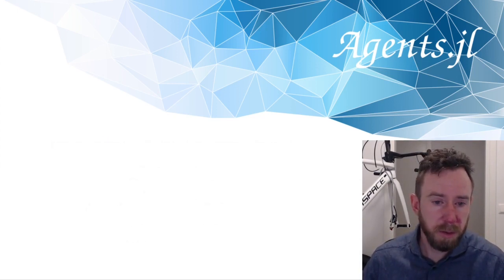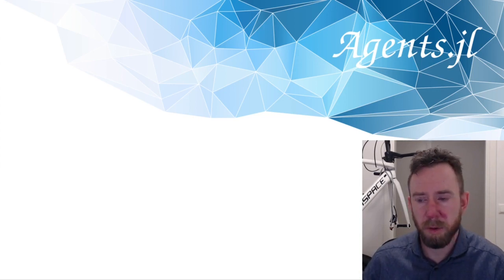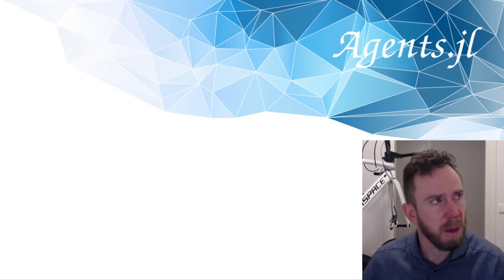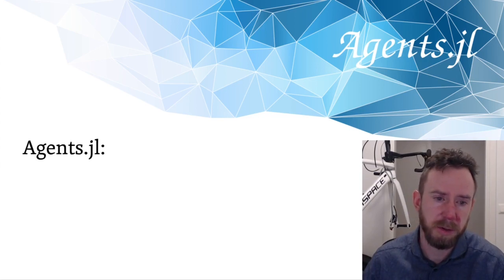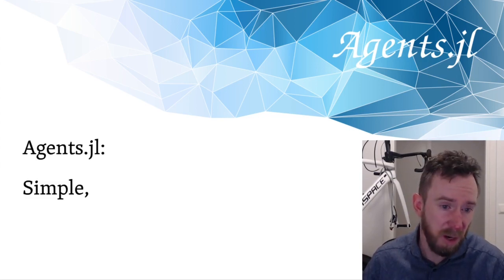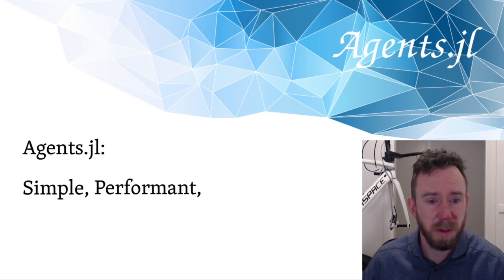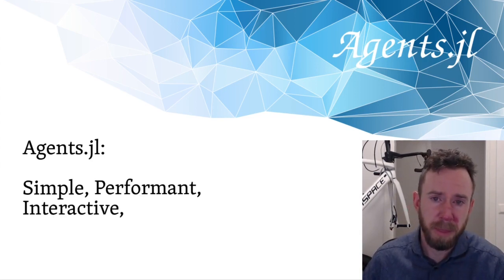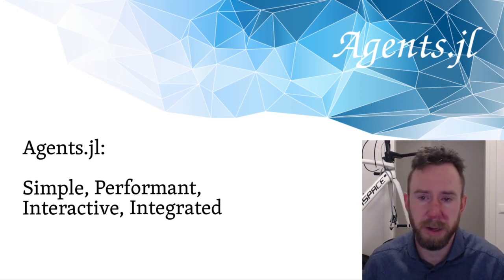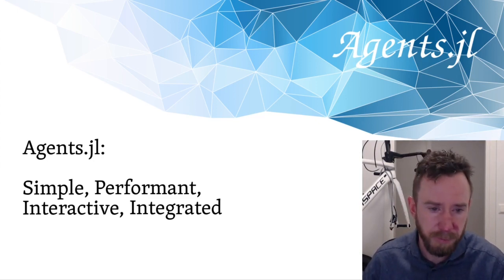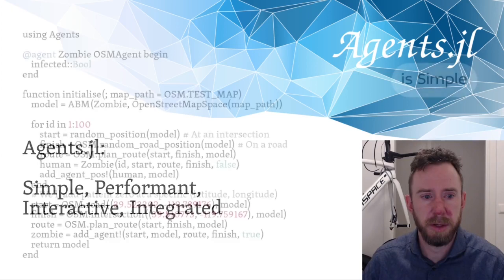So I'd like to give you a very quick overview of what we think the philosophy of Agents.jl has been, and that is four key ingredients. It needs to be simple, it needs to be performant, interactive, and integrated. And I'm going to explore these different aspects over the next couple of minutes. So first of all, I want to start with an example.